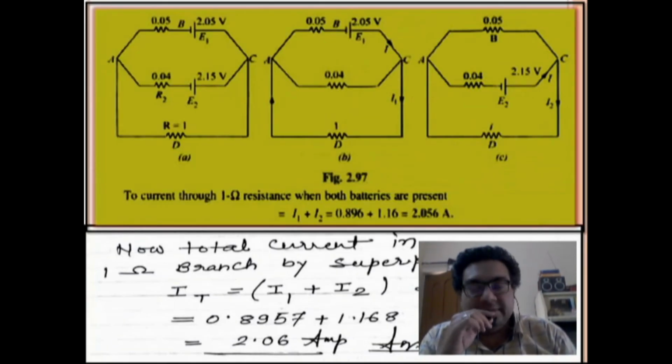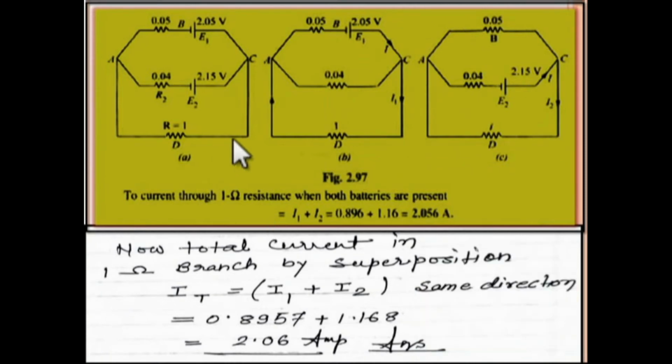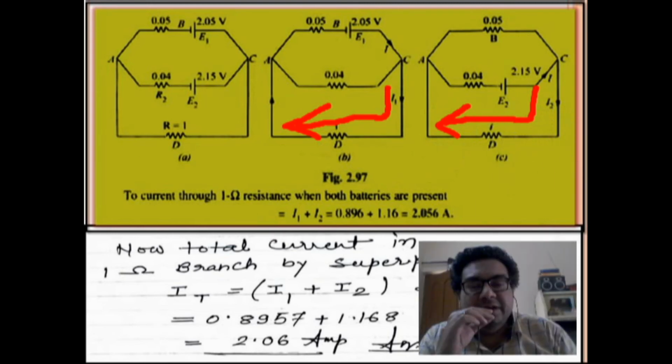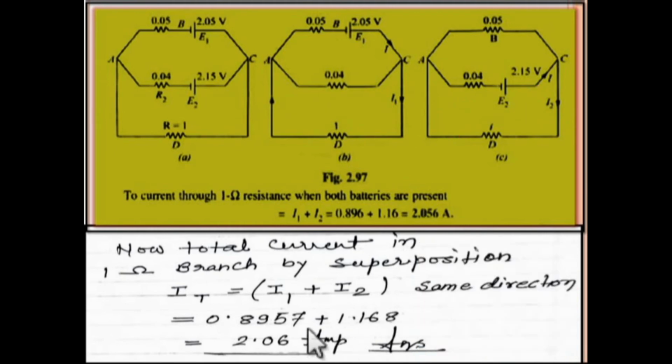You can see the direction of current in this circuit is from right to left. This is the direction of I1, and the direction of current I2 is again right to left. So the direction of current is the same, and therefore the total current will be added.